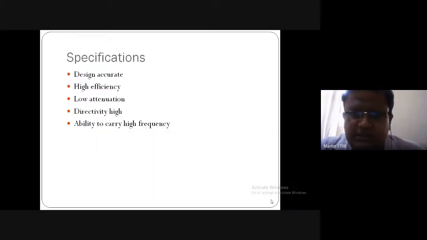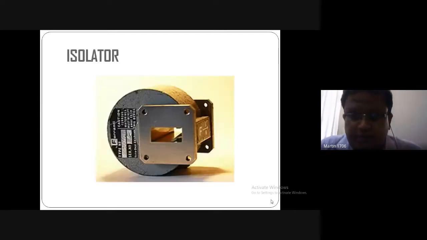So these are the basic specifications. The design should be accurate with high efficiency, low attenuation, high directivity, and able to carry high frequency. This is the basic requirement or specification for the given passive component.